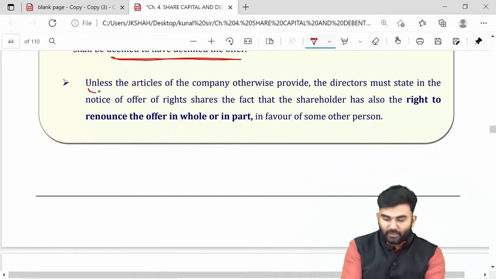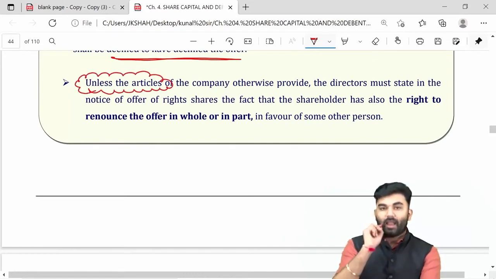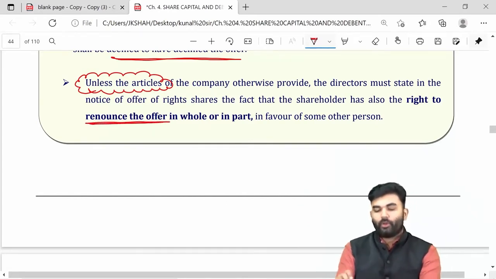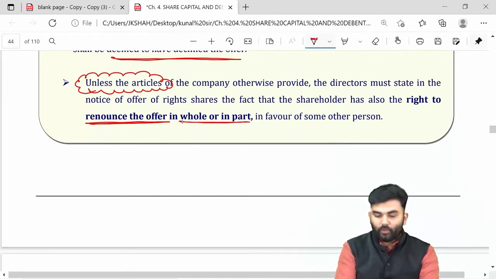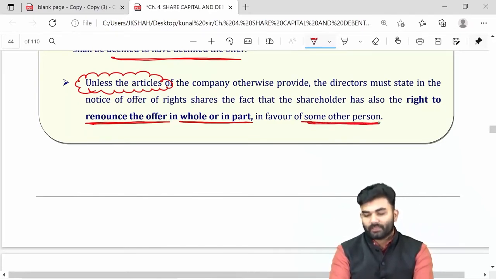If the articles of the company allow, then you can go for renouncement. You can renounce your offer to any other person. Such renouncement can be either in whole or in part. Such renouncement will be done in favor of some other person.